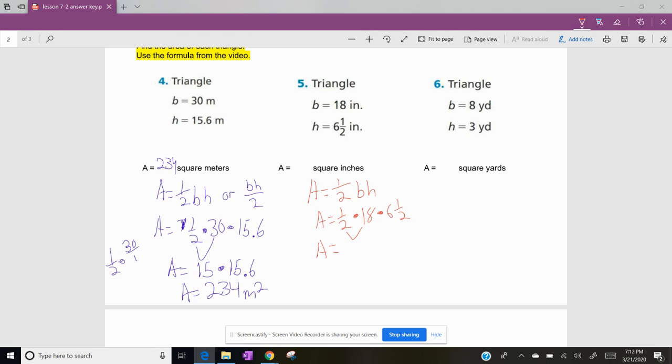1/2 times 18 is 9. I have 9 times 6 1/2. I personally just change that half to a decimal. So let me erase that.